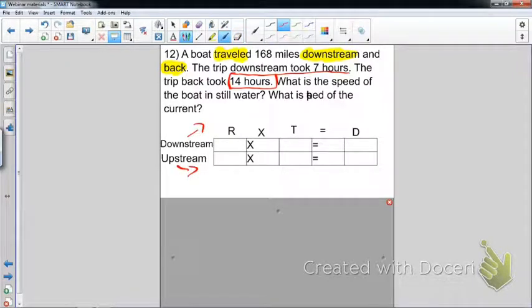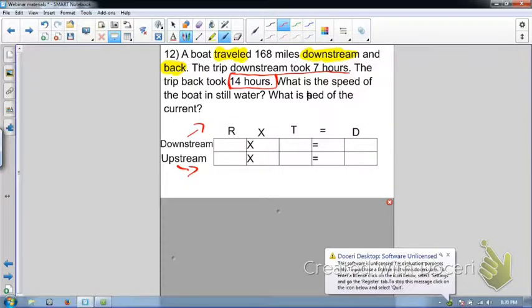going with the current. So when I say upstream, that means that the river has a speed and it's going against the boat. Wait, let me rephrase that. When you're going upstream, you're going against the current, so it's going to slow your boat down. When you're going downstream, that means you're going to pick up speed, and the current is actually going to help you as you're going down, okay?